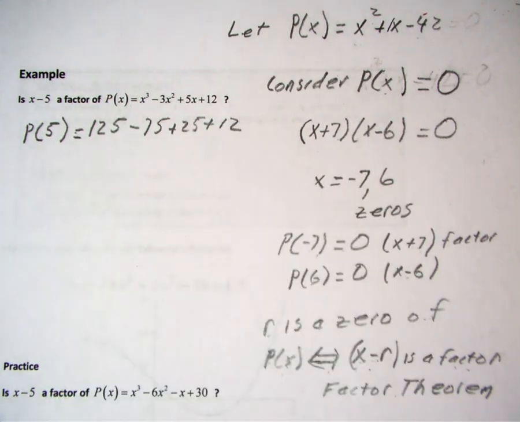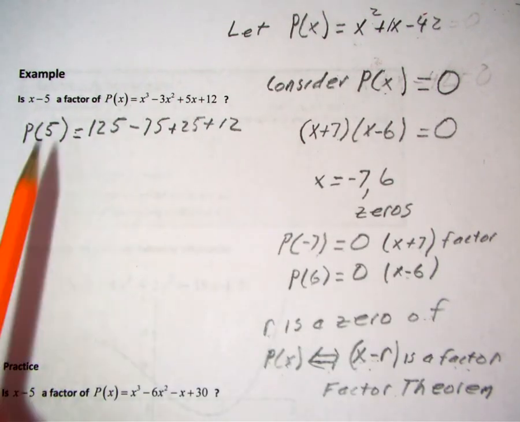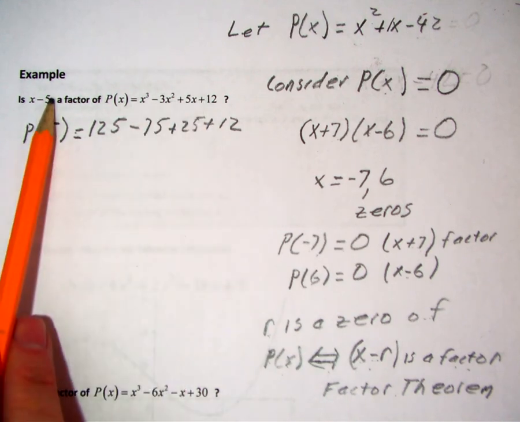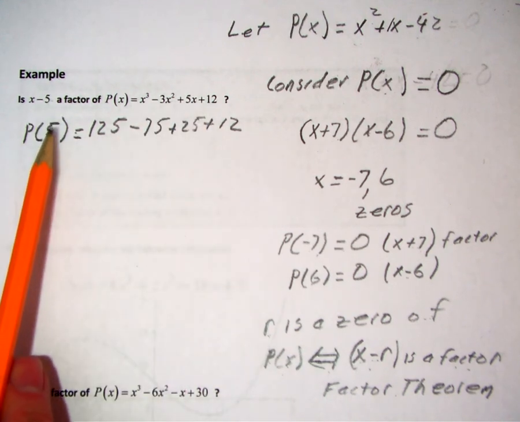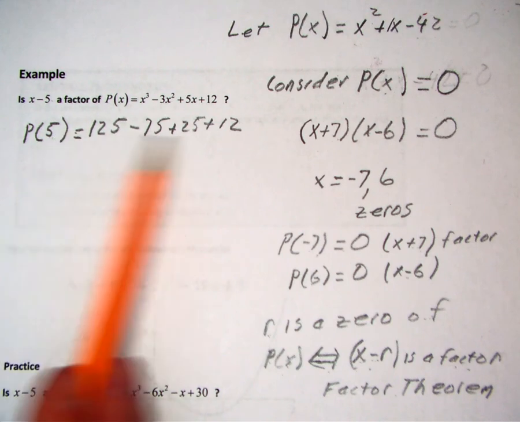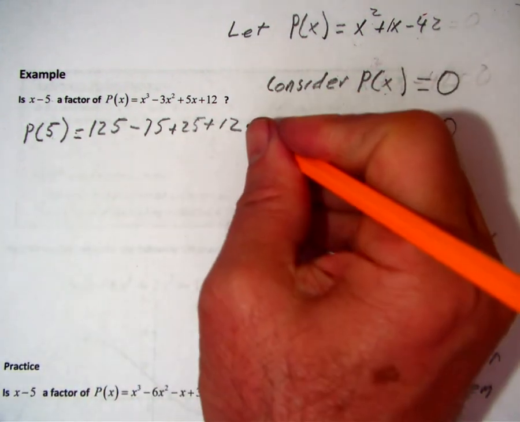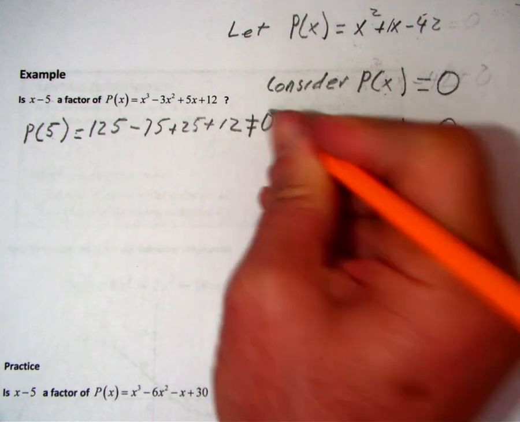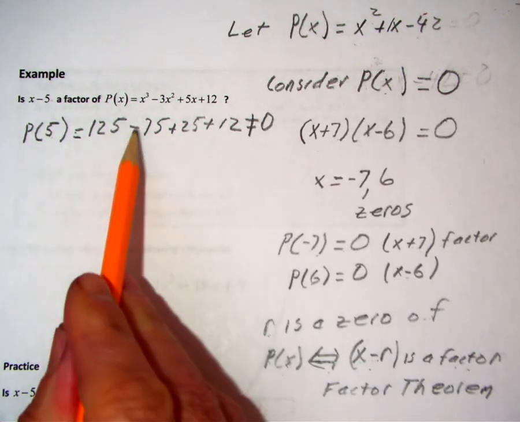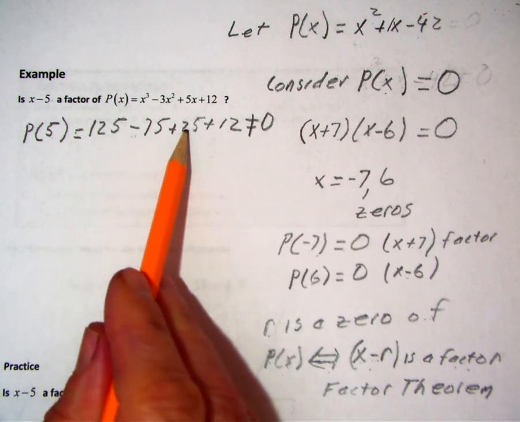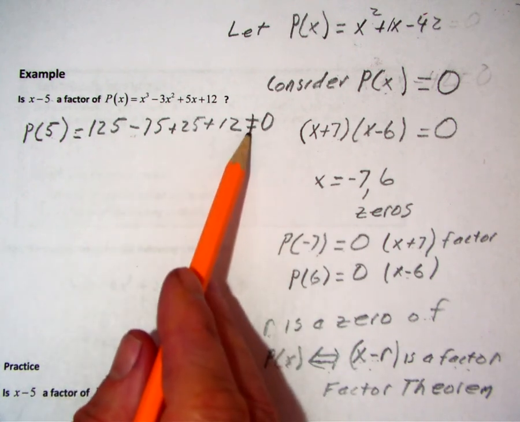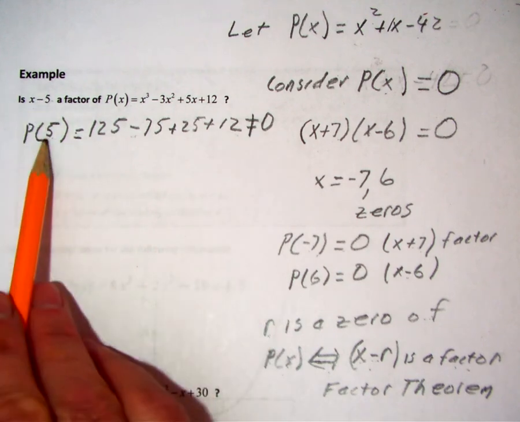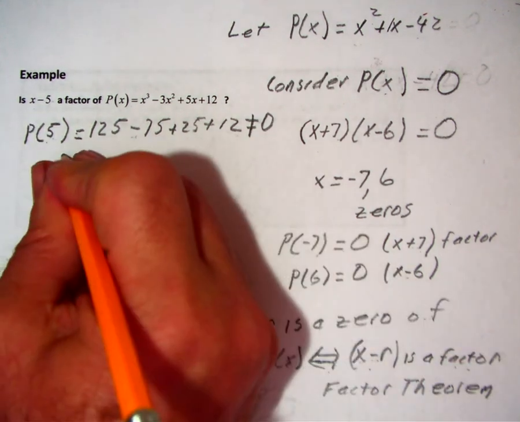Ladies and gentlemen, you see what we're doing here? Rather than having to figure out how to factor this in some more involved way, all we have to do is take this 5 and put it right in there. And if this is not equal to 0, and it isn't, you can see that by looking at it. This is 50, and that would be 75, so it would be equal to 87. But the important point is it's not equal to 0. The only way this could be a factor is if this was equal to 0. So the answer is no.